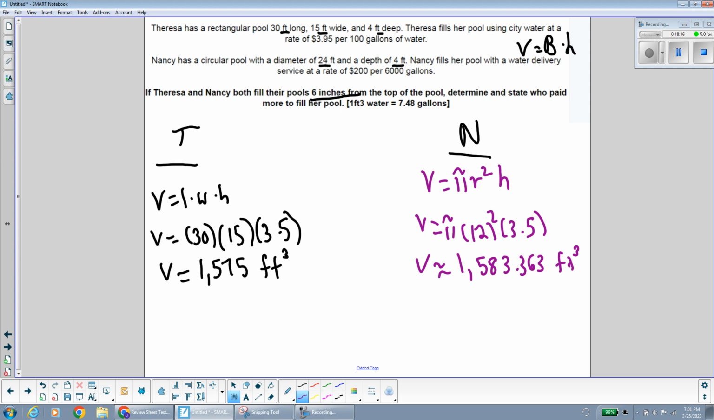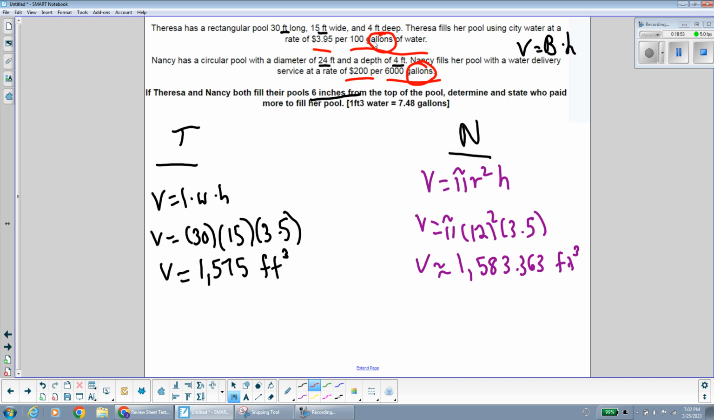Okay, so now we have the volumes, but we still need to figure out who paid more to fill the pool. It says that Teresa paid $3.95 per 100 gallons of water, and Nancy paid $200 per 6,000 gallons of water. So that's talking about gallons of water. But we don't know how many gallons of water are making up this pool because we have our volumes in cubic feet. So we actually have to convert our volumes from cubic feet to gallons so that we know how many gallons can fill up this pool in the first place.